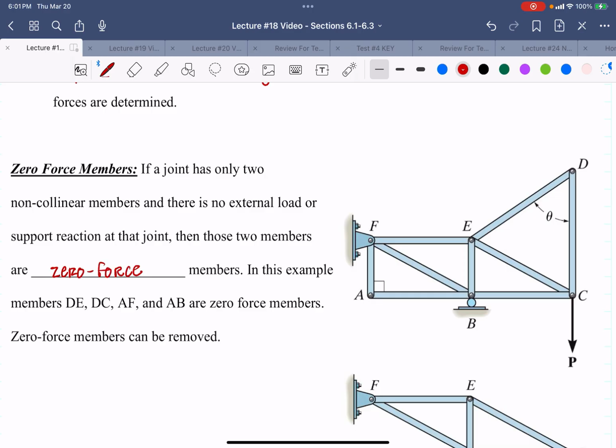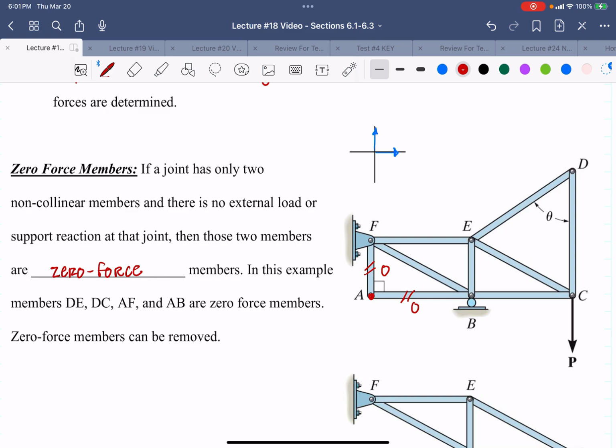So in this example to my right, we have this joint here at A. If I was to draw the free body diagram of A, I would end up seeing that I have a force going up and I have a force going to the right. Well, if I solve for those by equilibrium, I'm going to get that they are both equal to 0 because there are no other forces acting on them, so they have to be 0. So, in other words, AB equals 0 and AF equals 0.